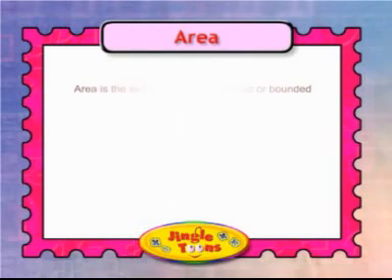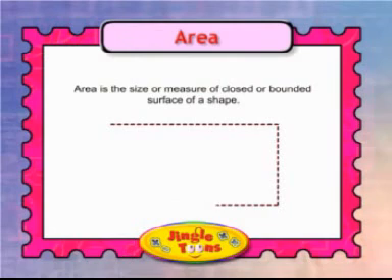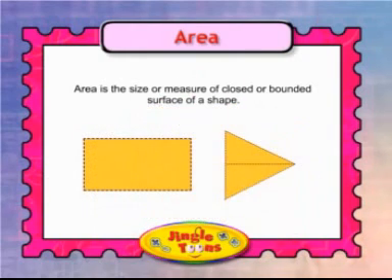Area. Surface area or simply area is the size or measure of the closed or bounded surface of a shape. Every shape has an area. Two different shapes may also have the same area.